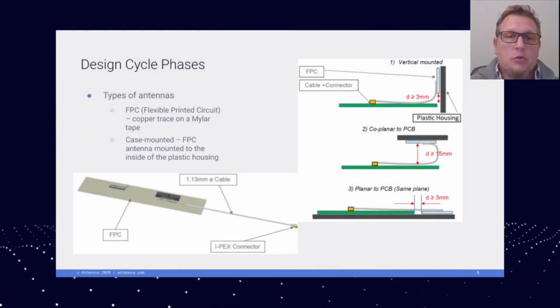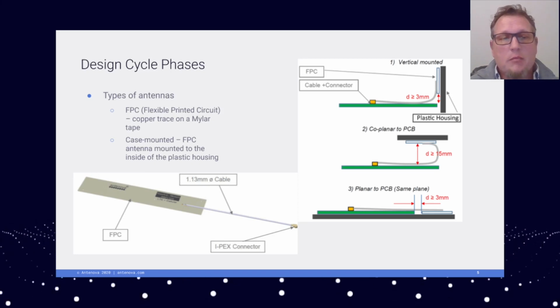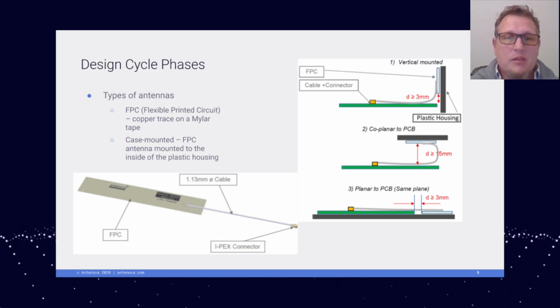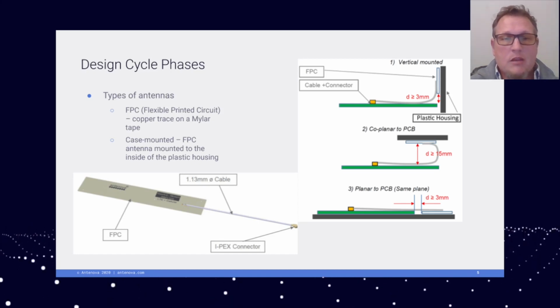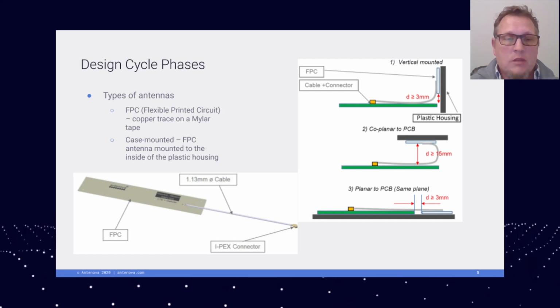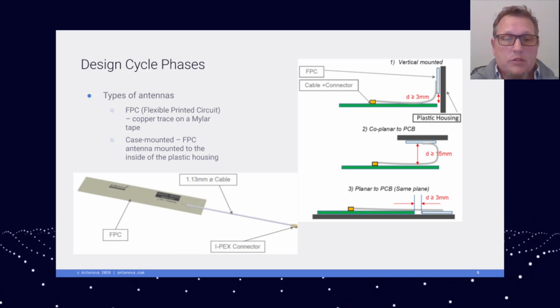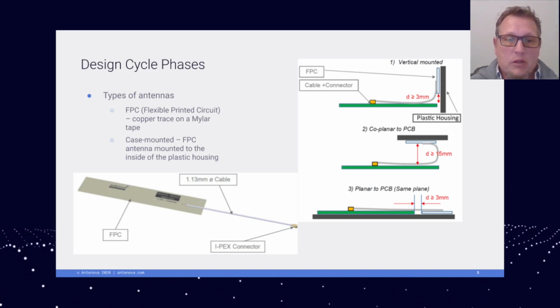Flexible printed circuits, or FPC antennas, are copper traces that are printed on a mylar tape. This tape can be used to stick the antenna on the inside of your chassis and allow the antenna to get away from the printed circuit board. That way they operate more efficiently. This allows for your printed circuit board to be significantly smaller.